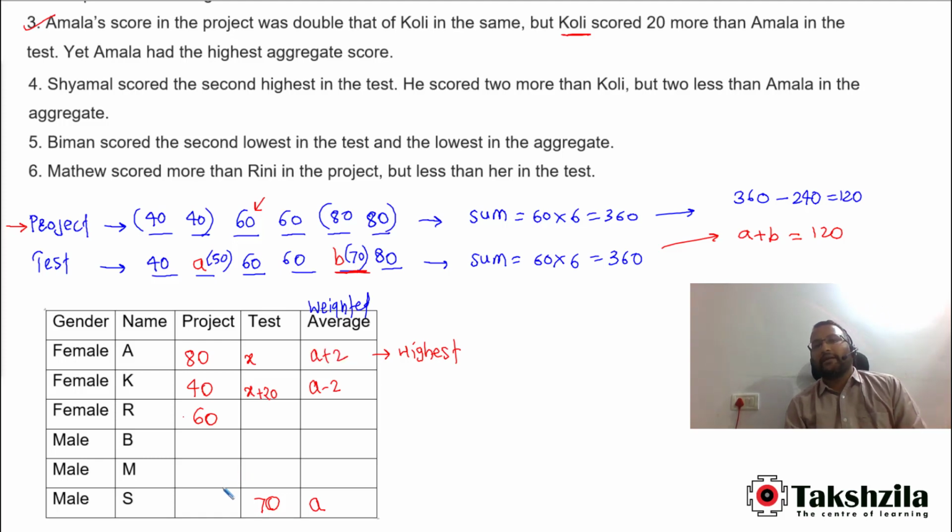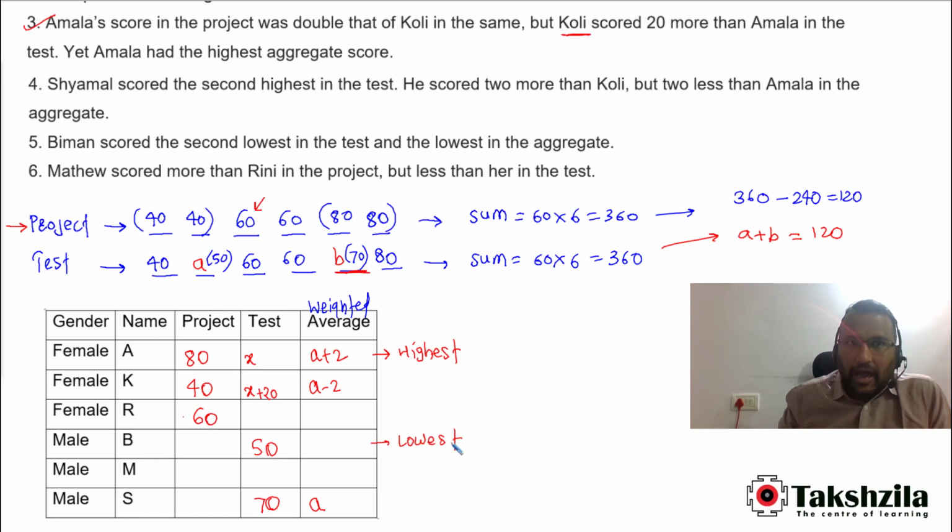Bimal scored second lowest in the test. Second lowest in the test is 50. So Bimal scored 50 in the test, and having the lowest aggregate. After that, Matthew scored more than Rini in the project. So in the project, there are 3 numbers left: 80, 40 and 60.